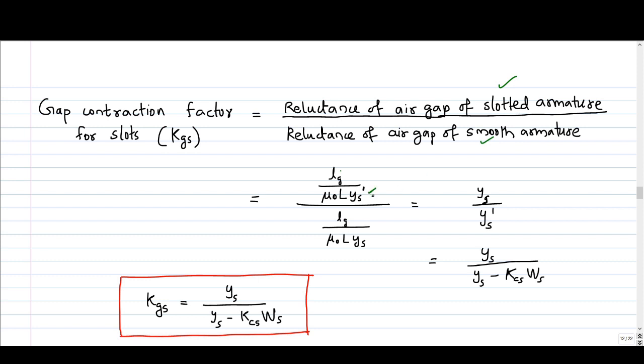Effective length over which the flux is distributed is only Ys dash, not Ys. So the ratio is, when you cancel these terms, you will get Ys divided by Ys dash. What is Ys dash? Ys dash is Ys minus Kcs into Ws. So this is the expression for gap contraction factor for slots. It is denoted as Kgs.